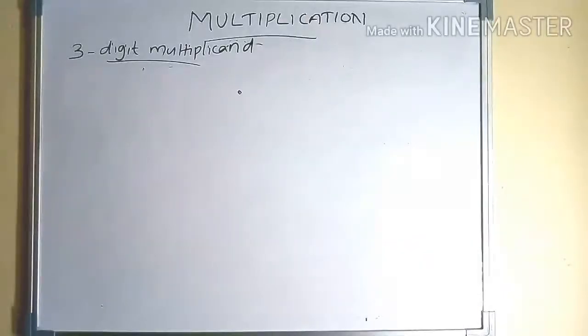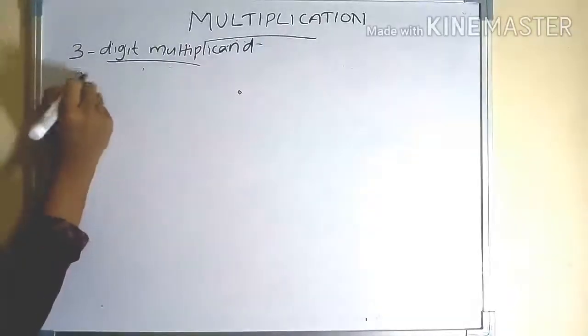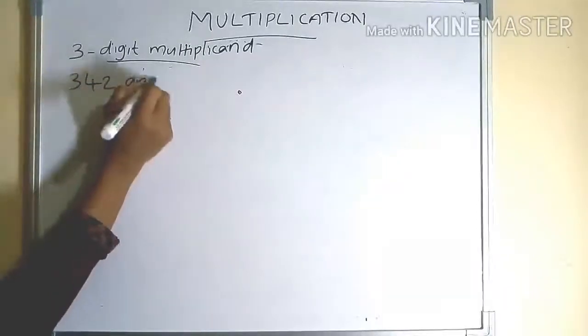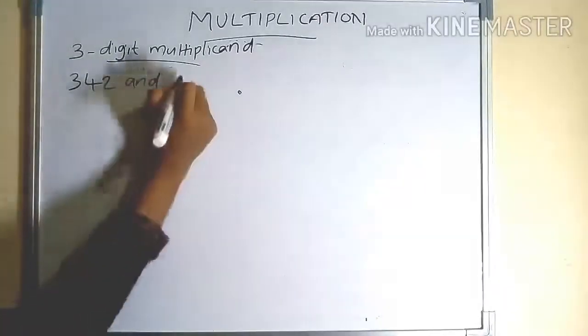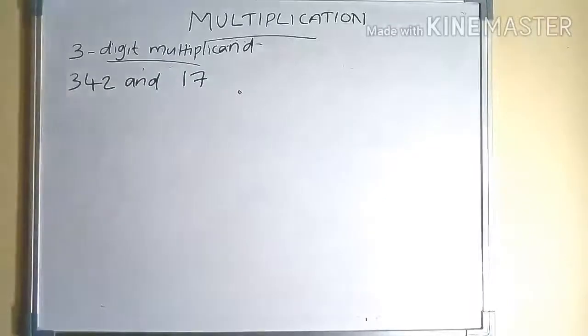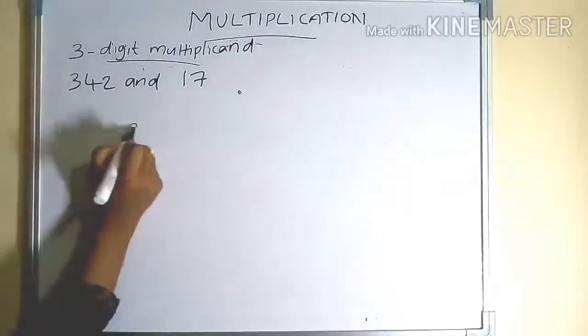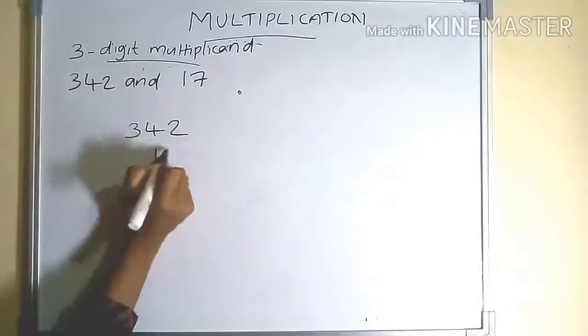One more example for three-digit multiplicand. Find the product of 342 and 17. Here the multiplicand is a 3-digit number and the multiplier is a 2-digit number. Okay. Just multiply those numbers by column method. So 342 and 17.